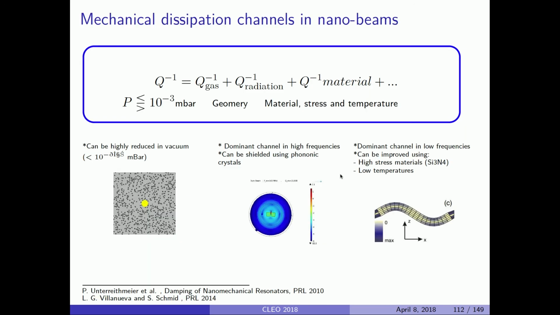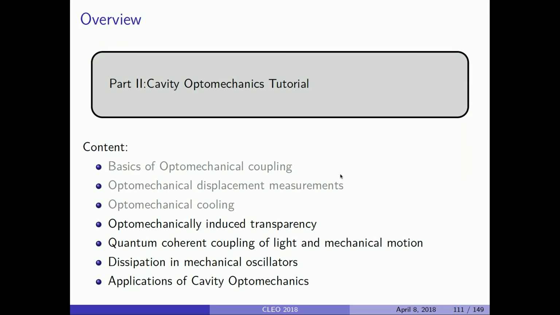So let me now talk in this last part. I'm going to switch gears, and what I'd like to talk about is two aspects. One is I'd like to spend some time on dissipation in mechanical oscillators. So where does energy relaxation come from? And also I'll talk about applications of optomechanics. Those are the two last parts, and they also weave into modern developments of the field as we've seen it in the last years.